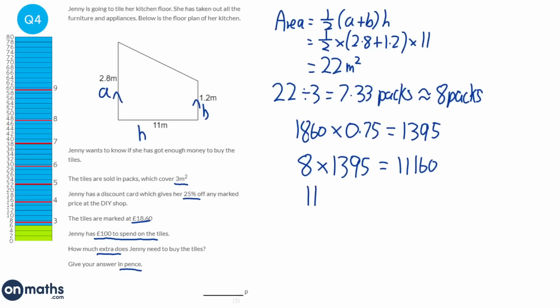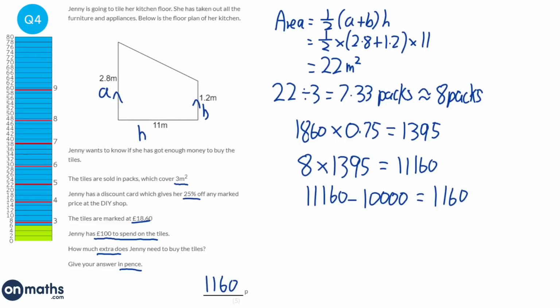So we're going to do the 11,160, take away the 10,000 pence that she has, which will give us 1,160 pence.